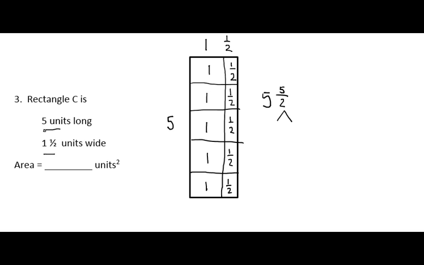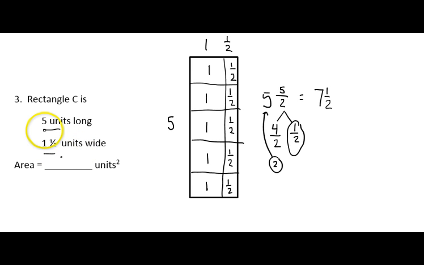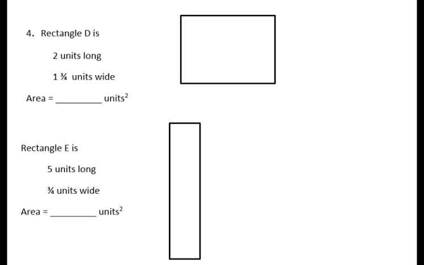Again, we'll use a number bond to break the improper fraction into a whole number and a leftover fraction. If I'm working with halves, I know I can take 4 halves and turn that into 2 wholes. That leaves 1 other half as part of my measurement. So I'll combine the 2 wholes with the 5. That gives me 7. And then I have my 1/2 left over. That means that a rectangle that's 5 units long, 1.5 units wide, has an area of 7 and 1/2 square units. Here are a couple more examples.